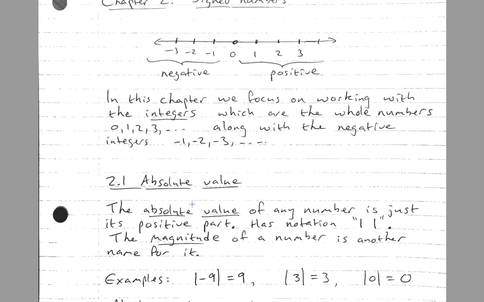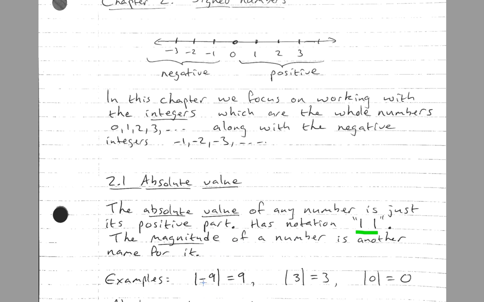So the first idea we look at is absolute value. And absolute value just means the positive part of any number. It has this notation, two vertical lines on each side. And another name is the magnitude. Alright, so this is a simple idea.